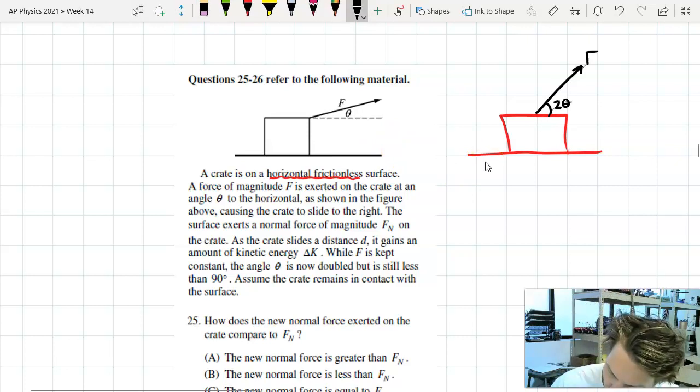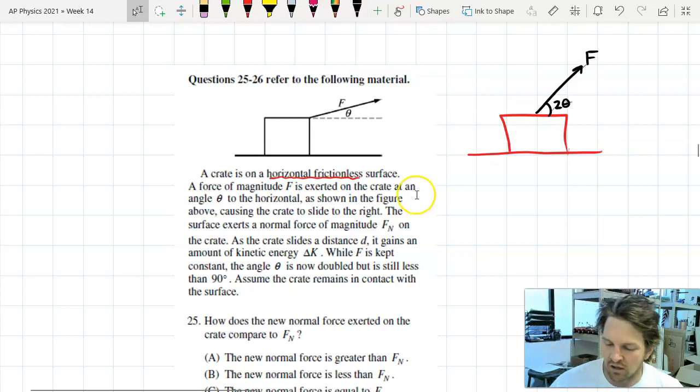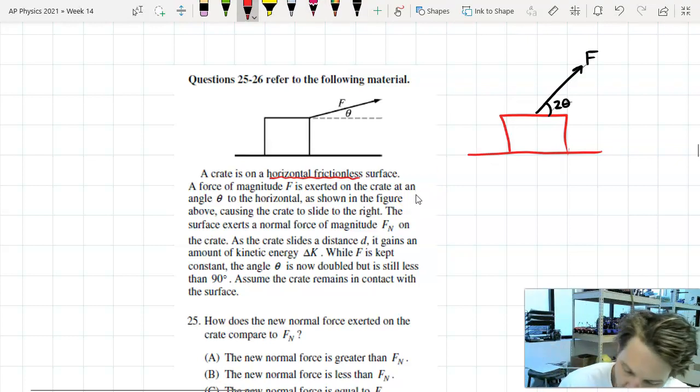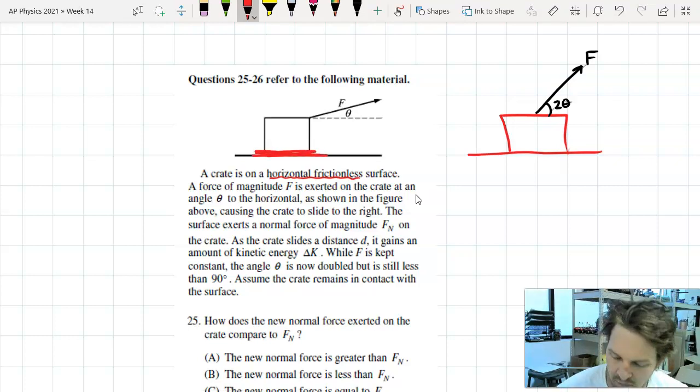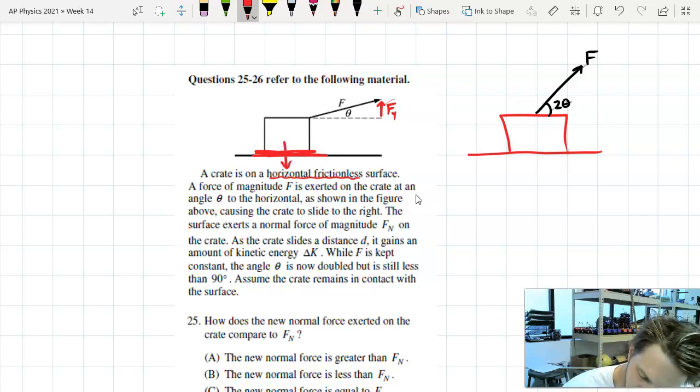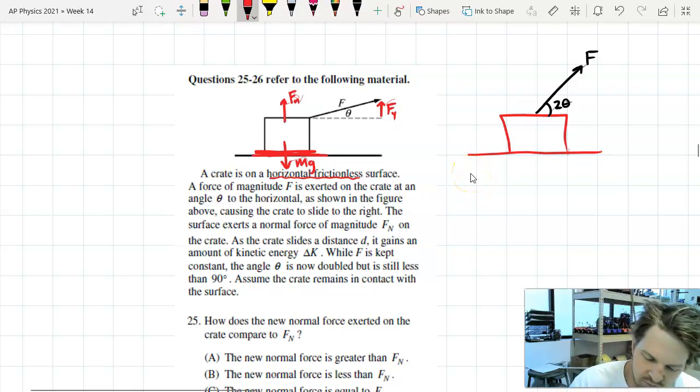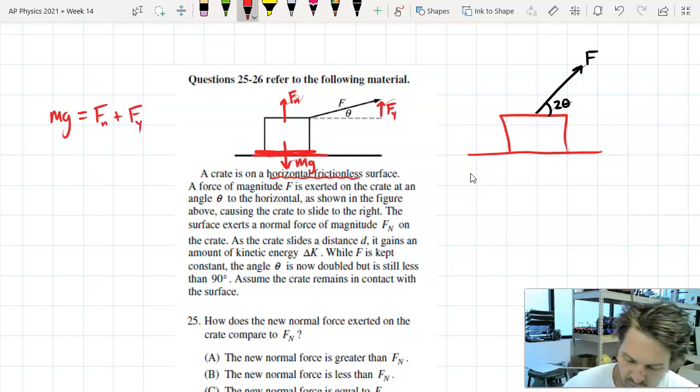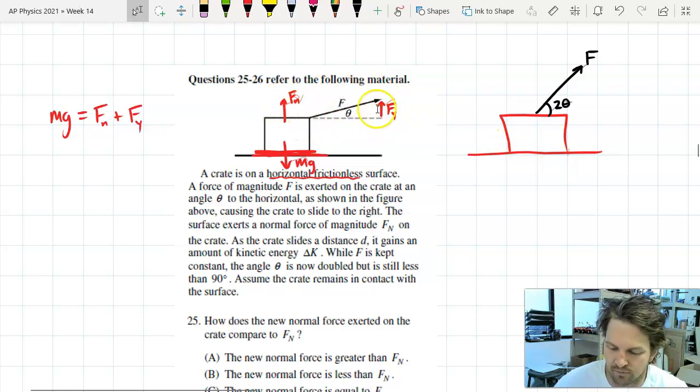Well, think about it this way. In the original, the ground right underneath it has to support all the way to the block, right? On this one, you're only getting this little component of this upward force. And so that normal force, there's this thing's weight, mg. So then there's a normal force going up. Okay, so mg has to equal the normal force and that y component so that everything's balanced out, right?